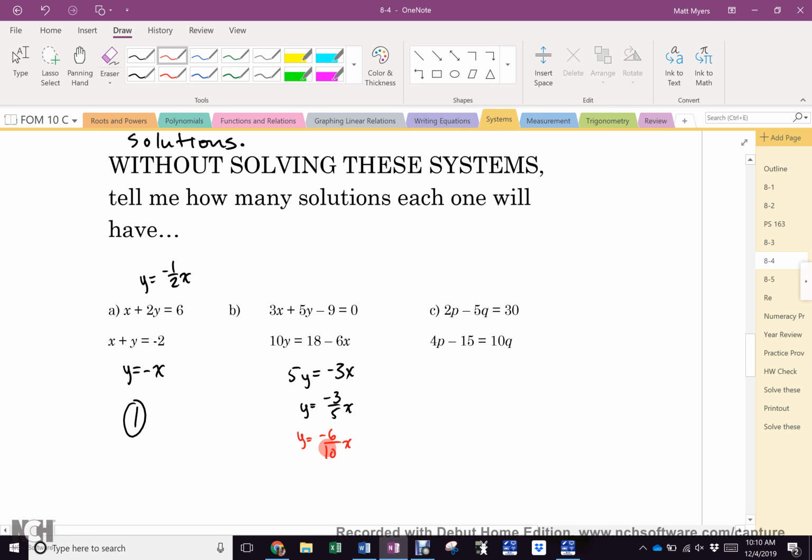10x. Does that look a little suspect? What should I do with it? I check, first of all, I simplify. Same slope. So now what do I got to do? Check the y-intercept. So this one was the black one. What was the y-intercept there?